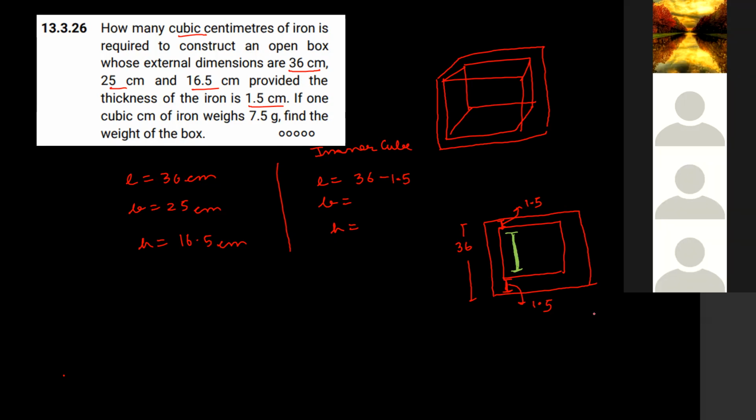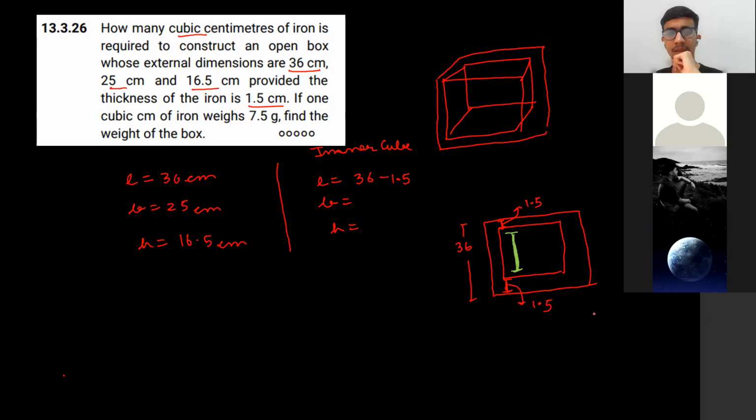Yes, Mansi. I'm not getting that. Okay. So I have the whole of this as 36. If I subtract this particular length and this particular length, will I get the green length? Yes, exactly. So it's 36 minus 1.5 minus 1.5. Same goes with the breadth: 25 minus 1.5 minus 1.5, and same goes with the height: 16.5 minus this and minus this.